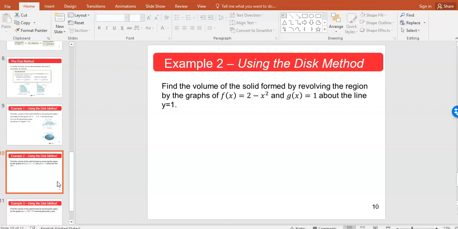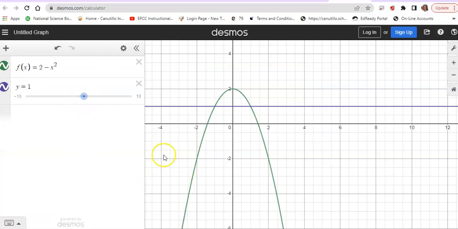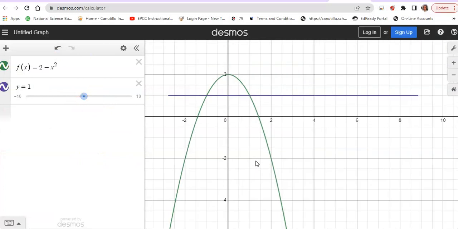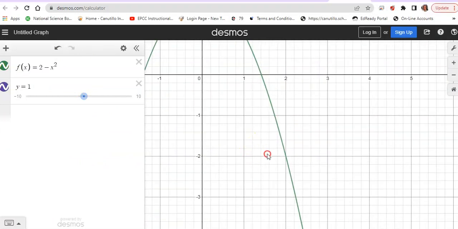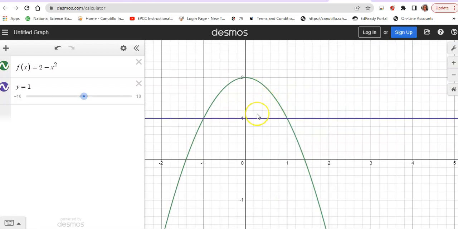First of all, let's see how it looks. Again, if you don't have a graphing calculator, you guys can go to Desmos and do it. So here I already have my two functions written. You can zoom in, you can zoom out, we can move it a little bit. So this is the region that I need to find the volume of. This is the line g of x equals 1.